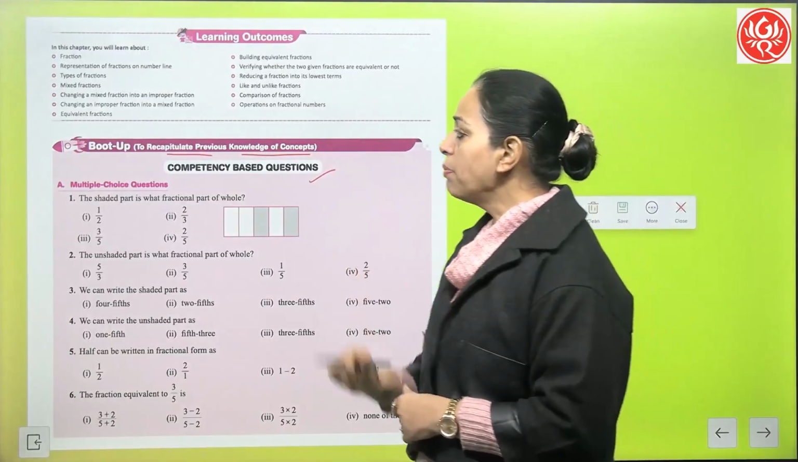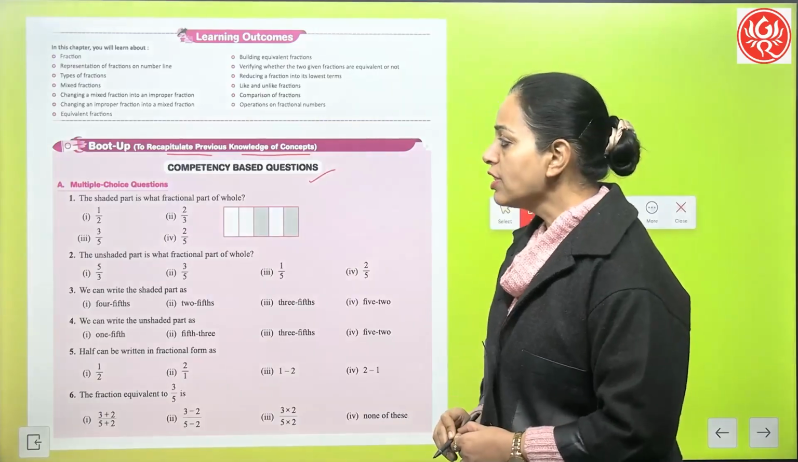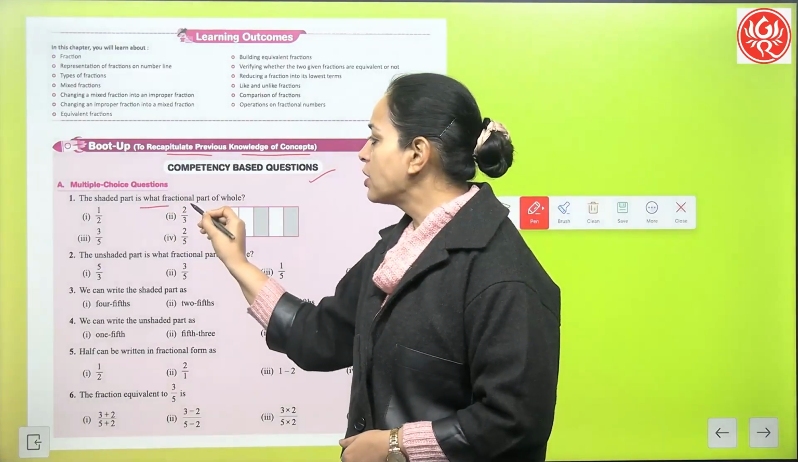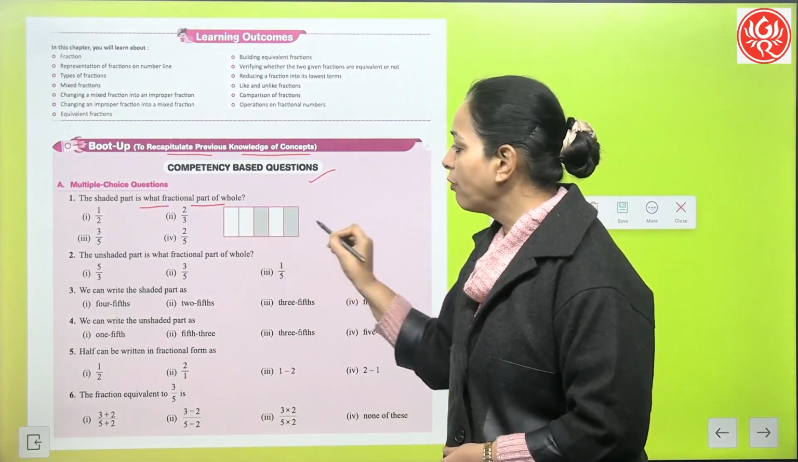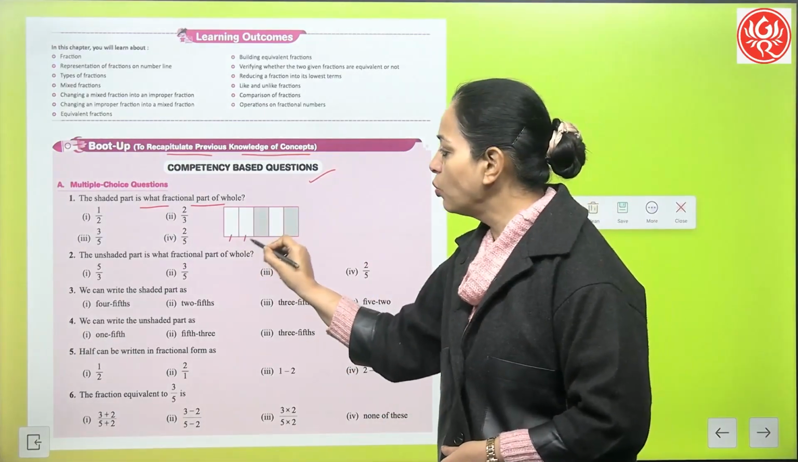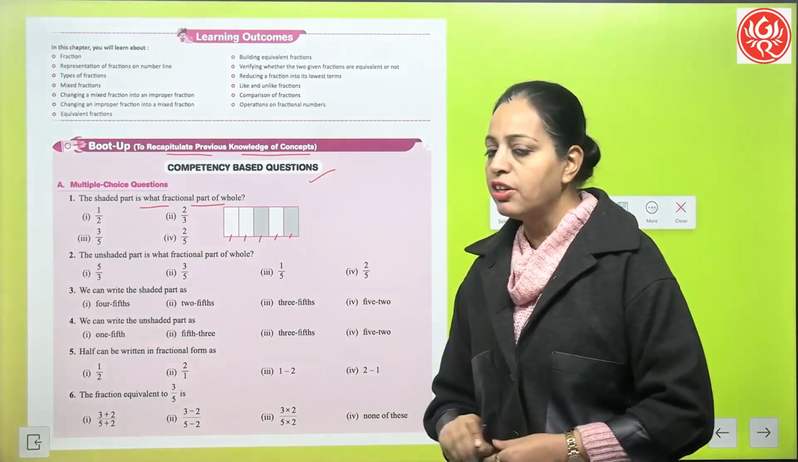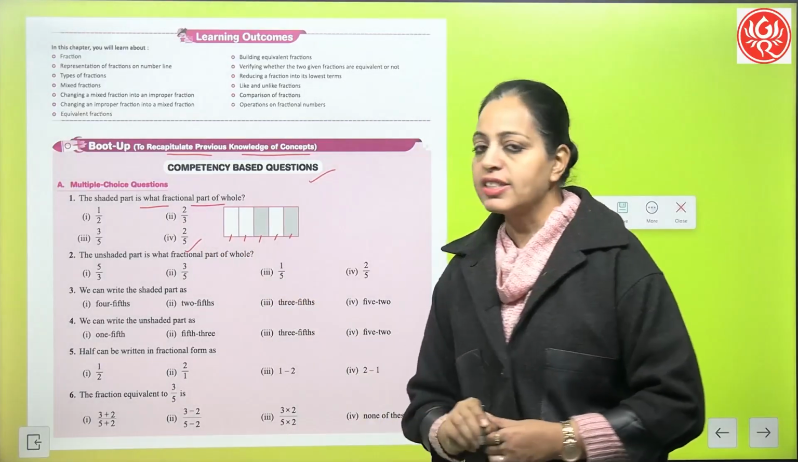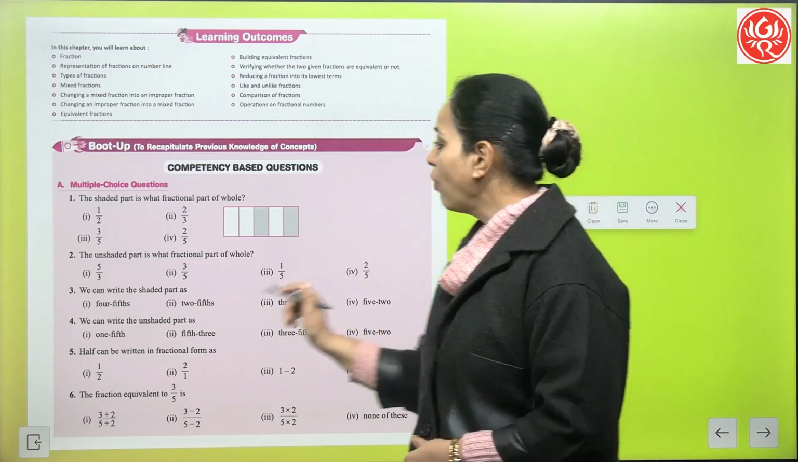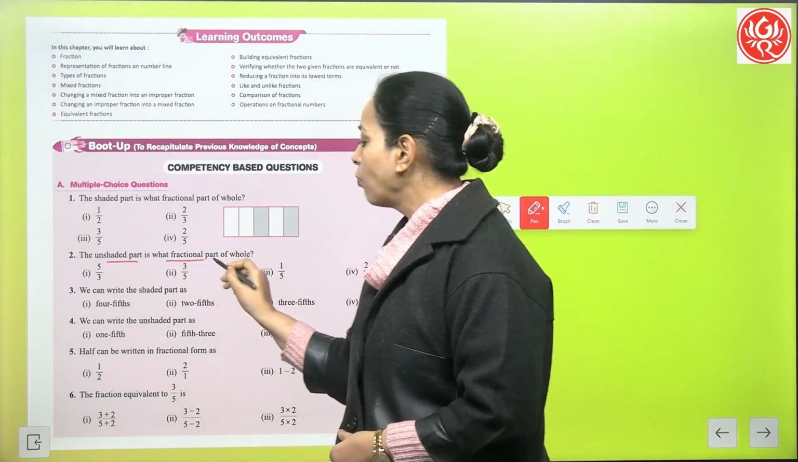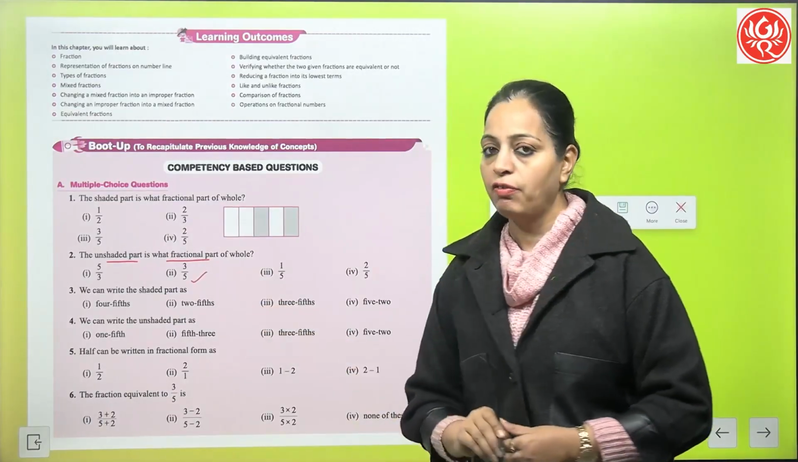See, competency based question, A part, multiple choice question. The first one, the shaded part is what fractional part of whole? See here, one figure is given, total 1, 2, 3, 4, 5 parts. Out of 5, 2 are shaded. So what is the answer? Answer is 2 upon 5. Okay. Now the second one, the unshaded part is what fractional part of whole? That is 3 by 5.